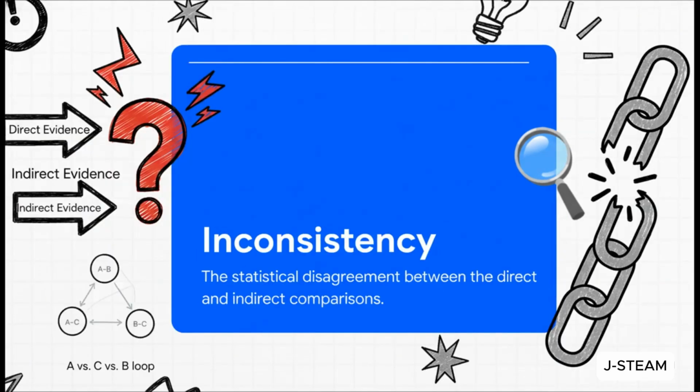So how do we know if we're breaking that rule? Well, the statistical alarm bell is something called inconsistency. This is what happens when the direct evidence from the actual A versus B trials tells a different story from the indirect evidence we calculated through our A versus C versus B loop. If those two answers don't match up, it's a huge red flag that something is wrong in the network, and the researchers need to figure out why.